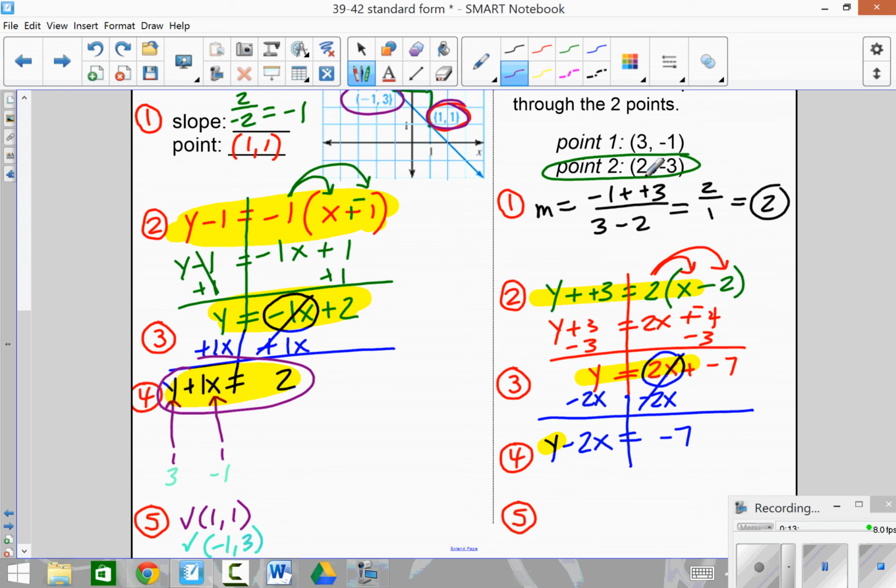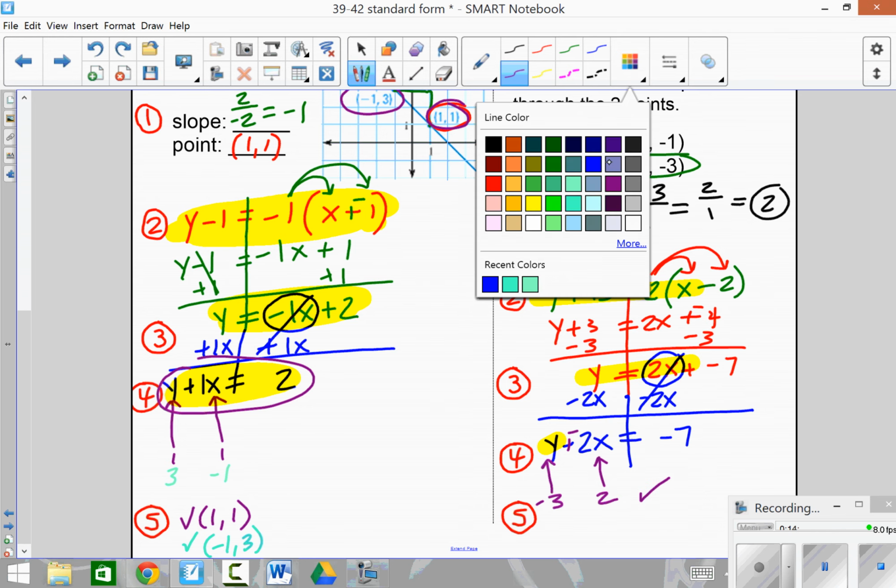So let's check the ordered pair 2, negative 3. If I put in a 2 for the x and a negative 3 for the y, it should equal negative 7. Well, let's take a look. I'm going to chop this up. Negative 2 times 2 is negative 4. Negative 3 plus negative 4 does equal negative 7. So the first ordered pair checks.